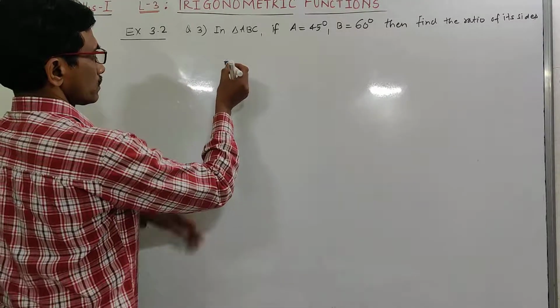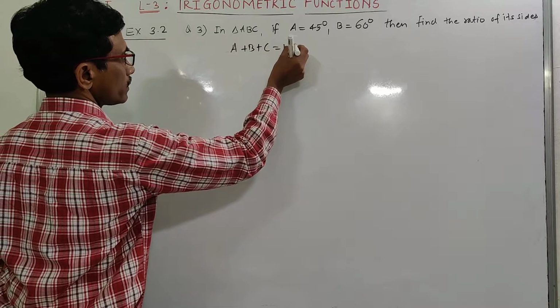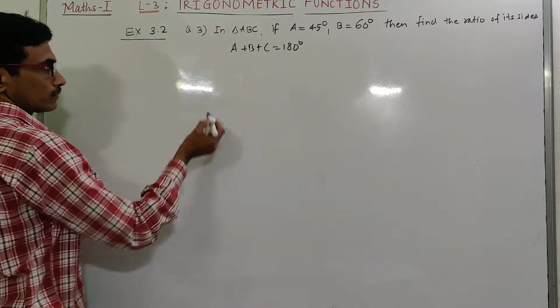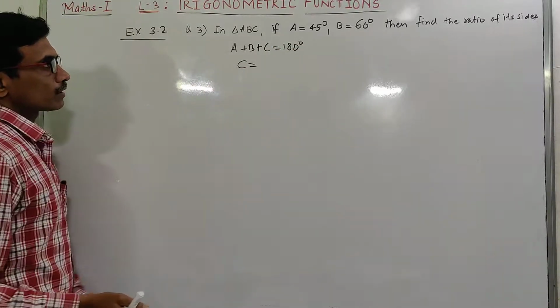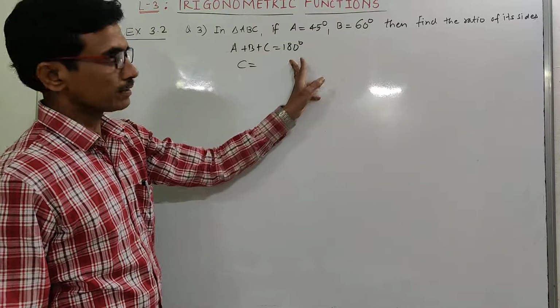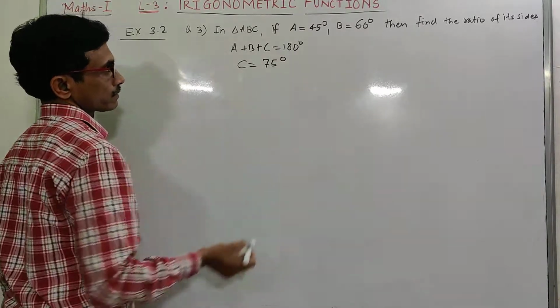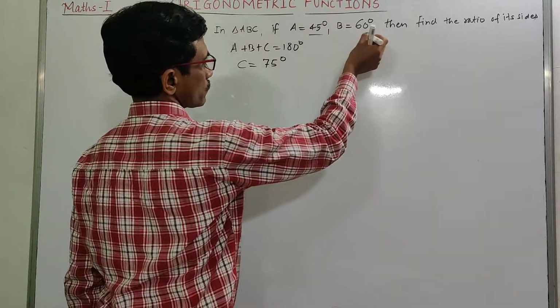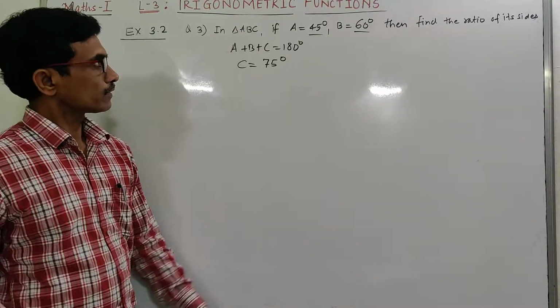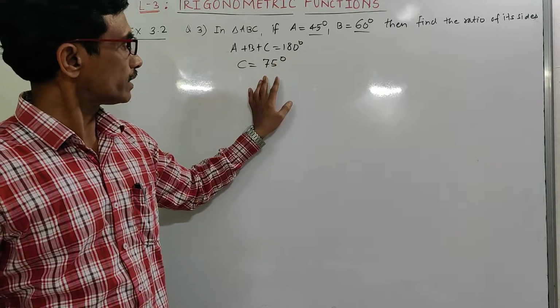Therefore, here A plus B plus C is 180 degrees. So angle C must be equal to what? This is 45 and 60, 105, and subtract from 180. The remaining angle must be 75 degrees.